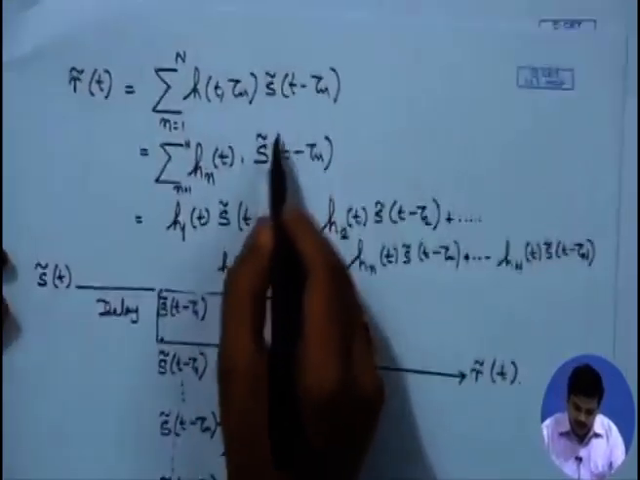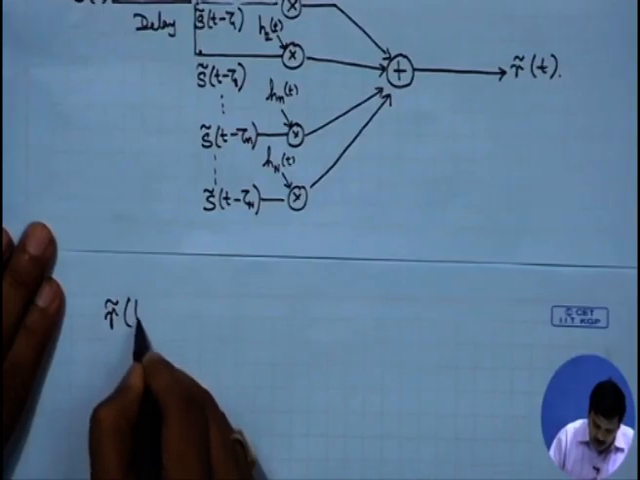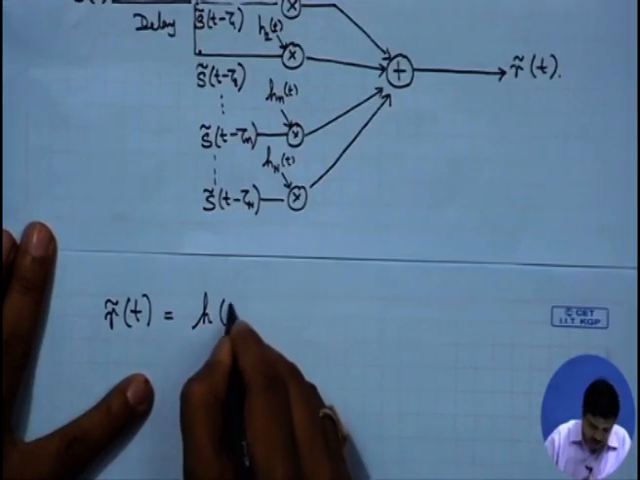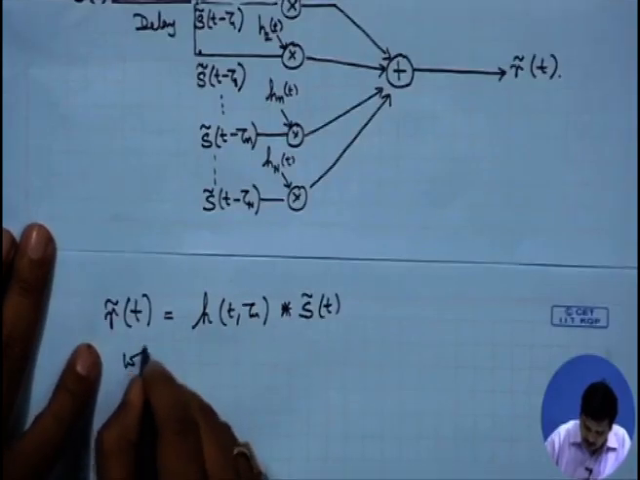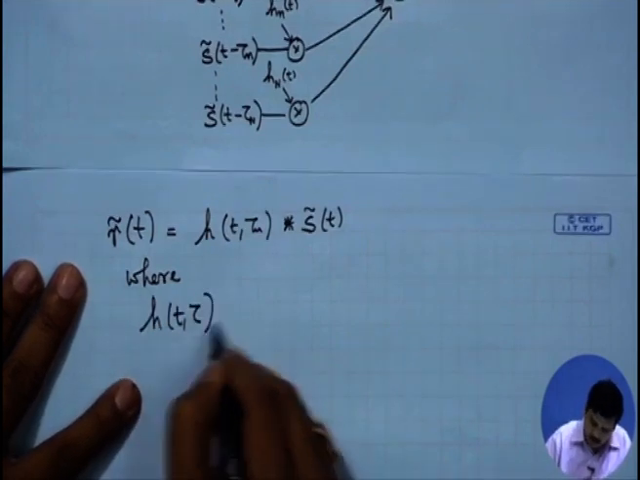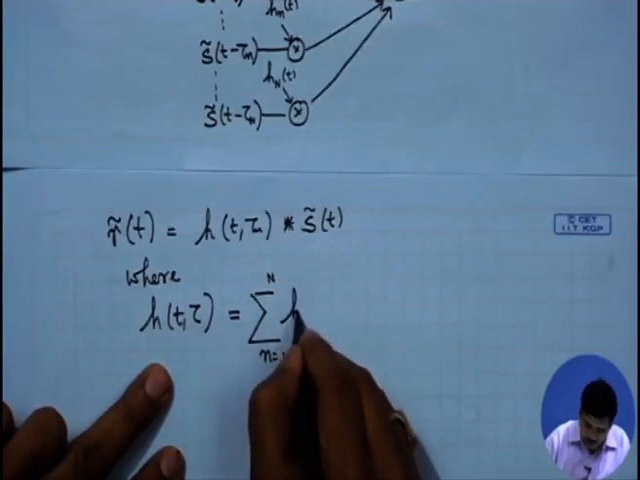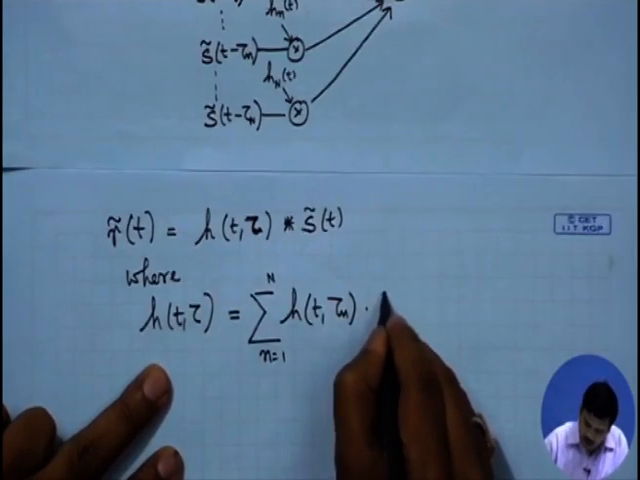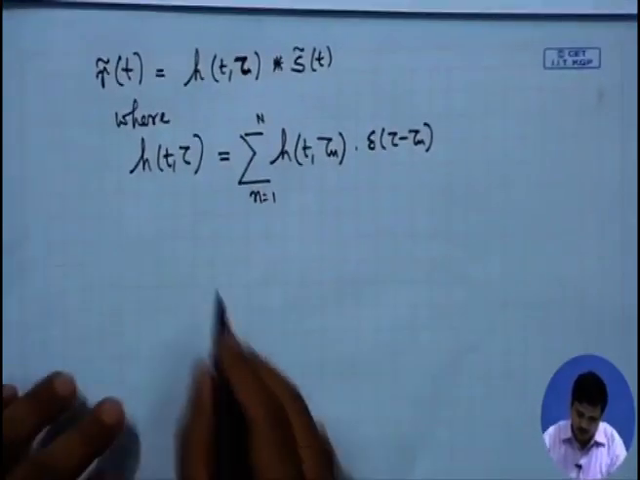So we could write these expressions in a better way and state that r tilde of t is equal to the filtering of s tilde of t with h(t, tau n), that is, h(t, tau) convolved with s tilde of t, where we could write h(t, tau) as the sum over n equals 1 to capital N of h(t, tau n) times delta(tau minus tau n).